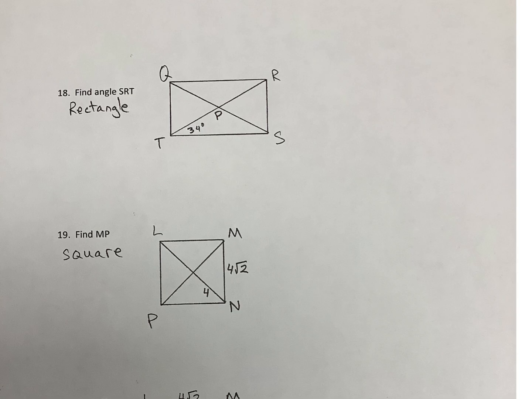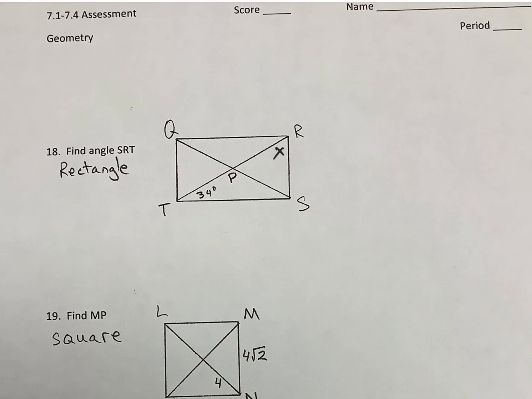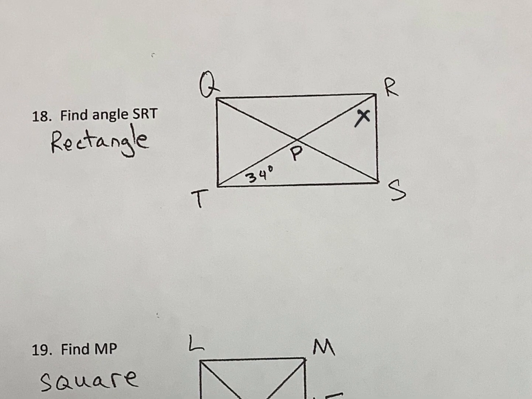Find angle SRT. So we're looking for that angle there. It is a rectangle, which means these are 4 right angles. X is not 34 degrees. If this was a rhombus, then yes, you could say that's 34 degrees. Or a square. But those 2 angles are definitely not the same. But at angle T here, QTS, it's 90 degrees. So we ought to get QTP. 90 minus 34 is 56 degrees.